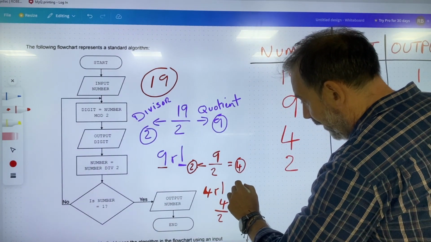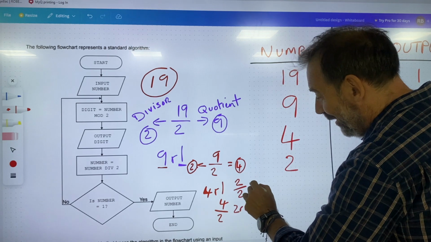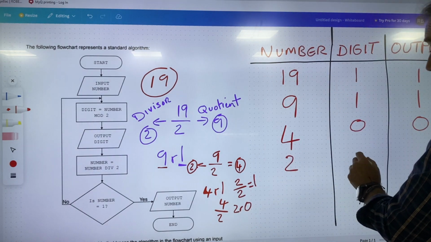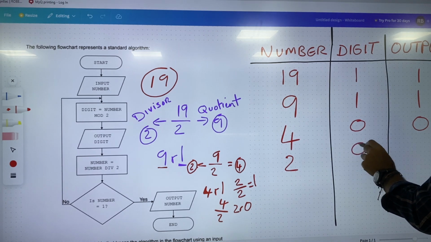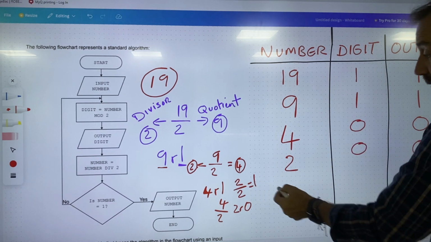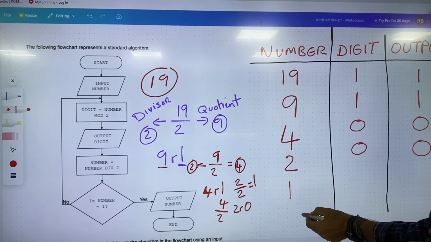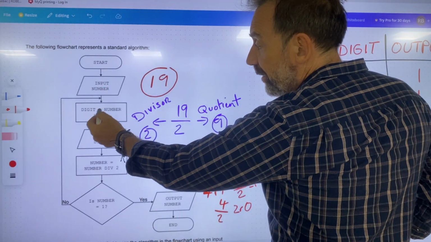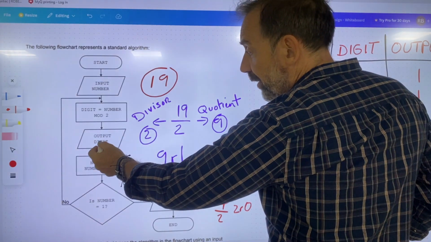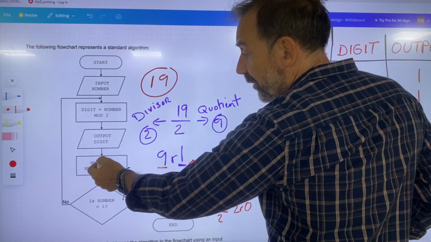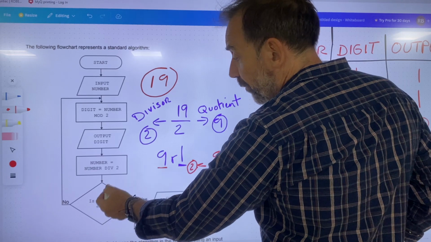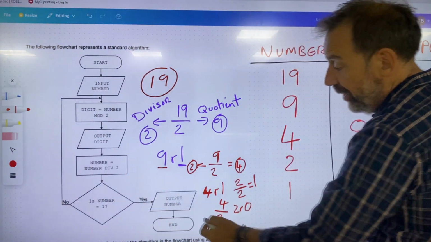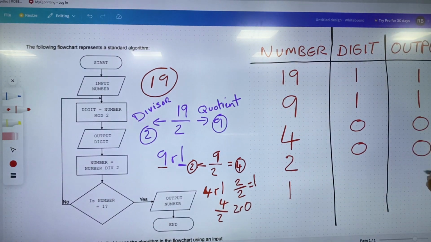2 divided by 2 equals 1, remainder 0. Again, it's an even number, so I'm going to put in 0 here, and my output would be 0. So here we go: input number, digit equals number mod 2, output digit, number equals number divided by 2, but now the number equals 1. So does the number equal 1? Yes, it does. So I'm going to output the number 1.